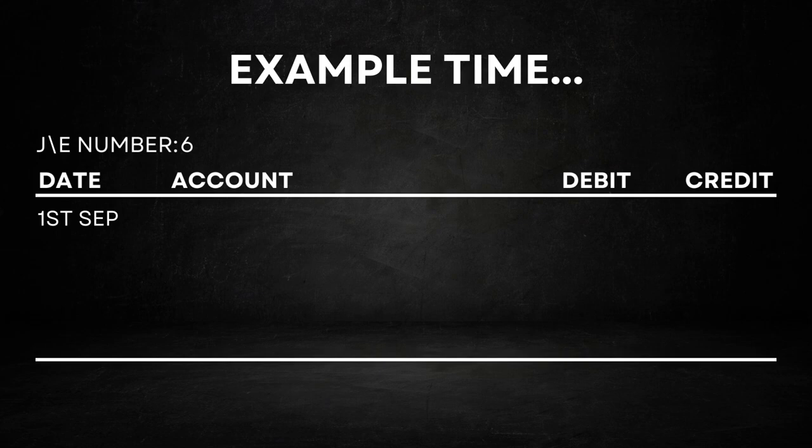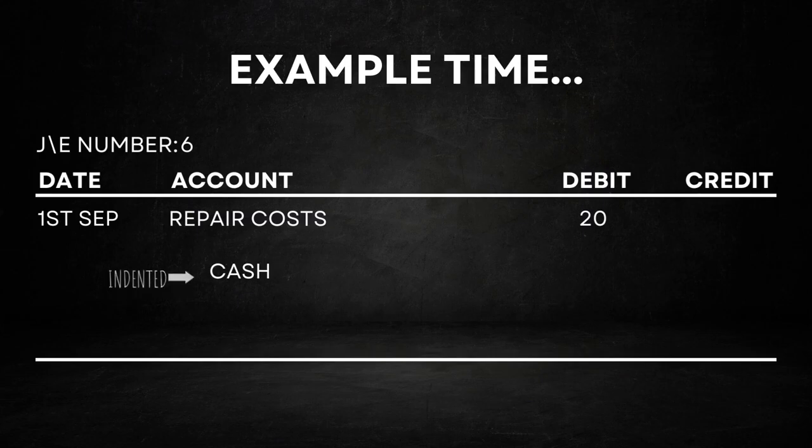Next, we identify the accounts impacted by this transaction. In this case, we have repair costs and cash. Repair costs is an expense account, the E in DEALER, and debits increase expenses. Since the repair shop charges $20, we record this amount in the debit column for repair costs. On the other hand, cash is an asset account, the A in DEALER, and credits decrease assets. To indicate this credit, we indent the account description for cash and enter $20 in the credit column.